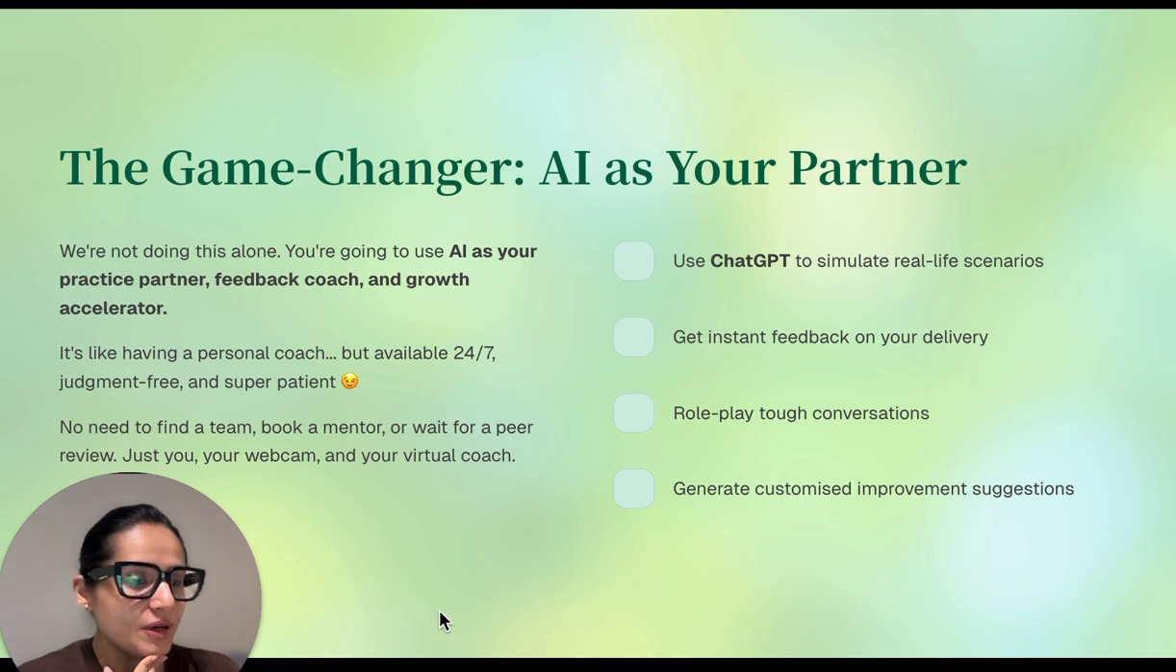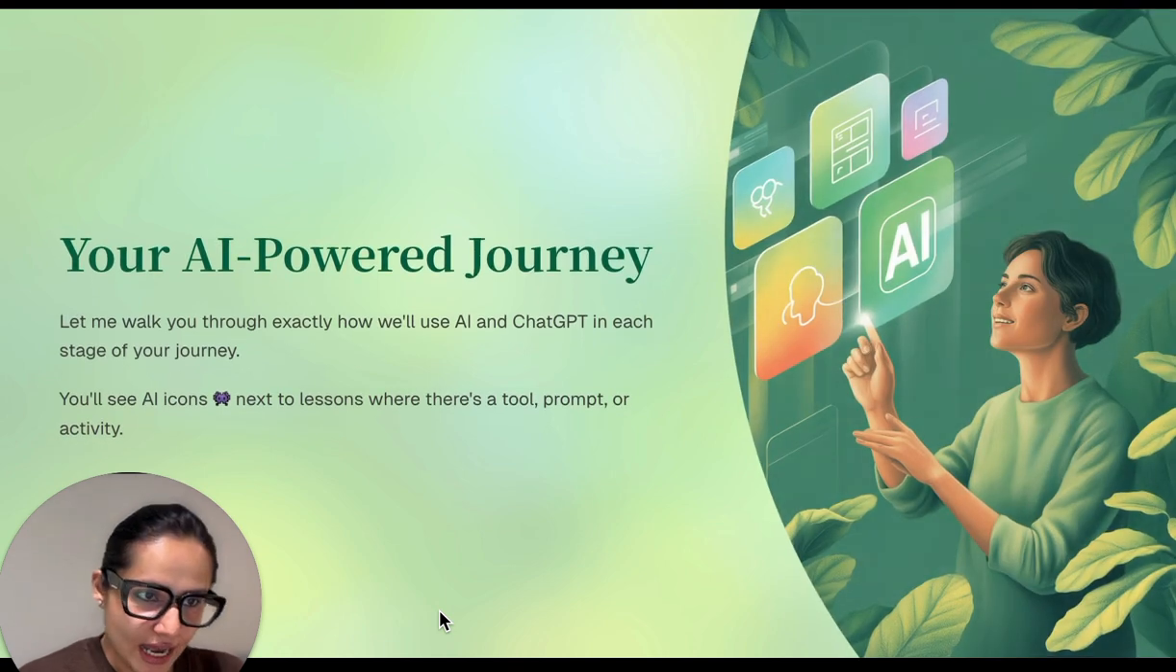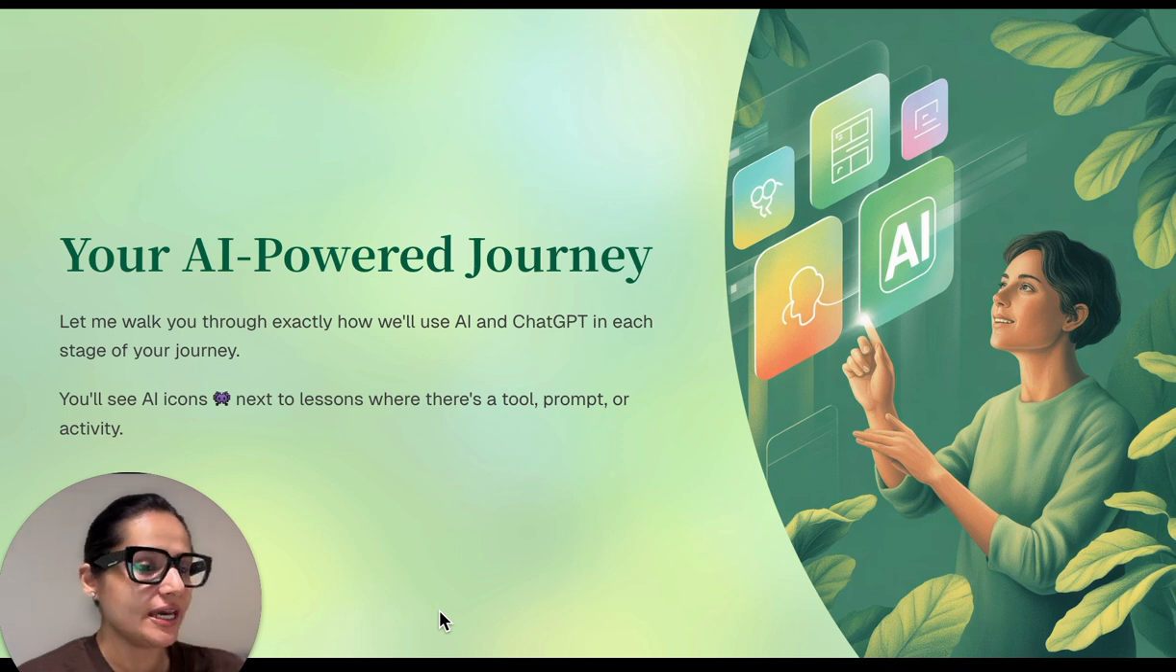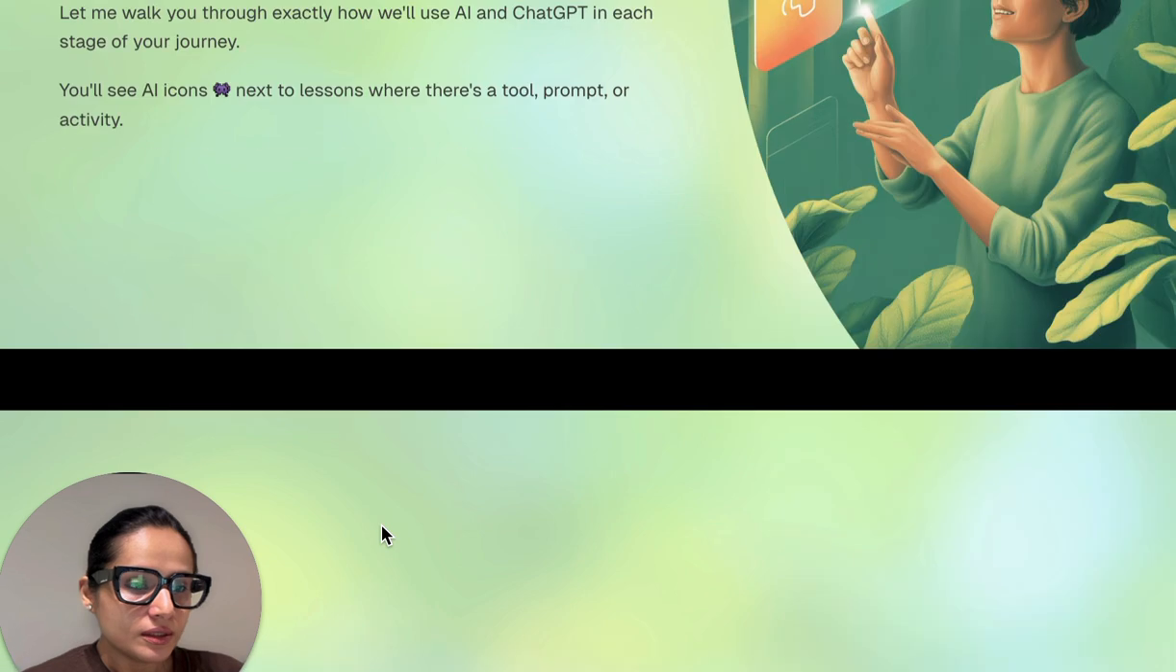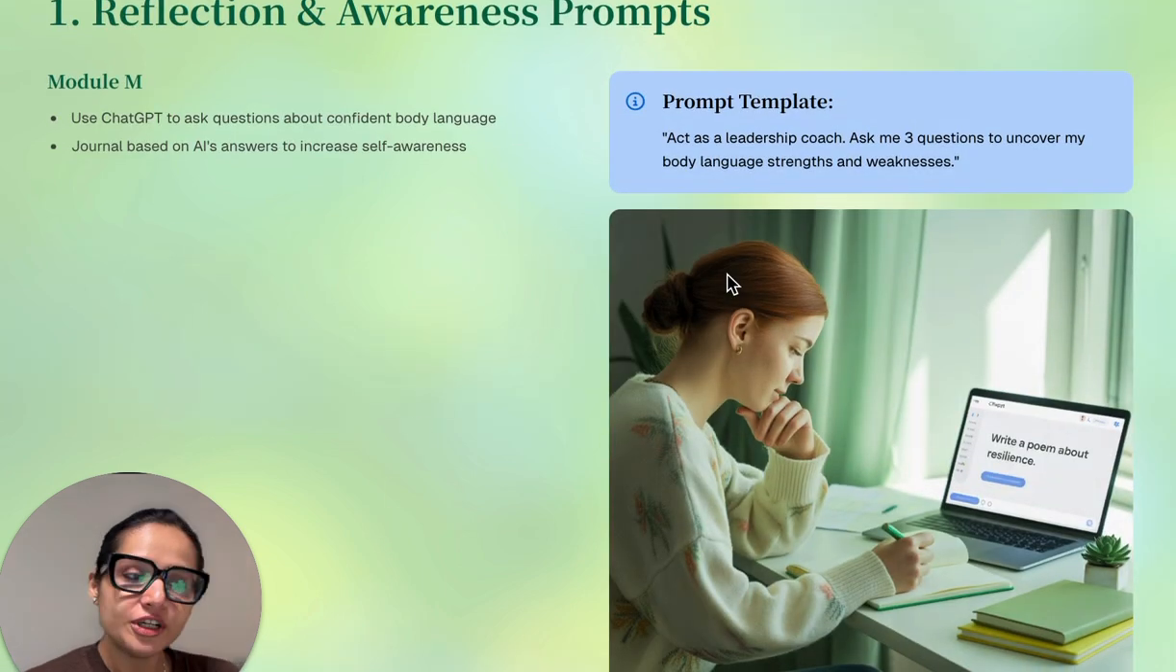Now let me walk you through exactly how we will use AI and ChatGPT in each stage of your journey. You will see AI icons next to lessons where there's a tool, prompt, or activity, and here's what they mean. Now, we've already spoken about the MADE EASY framework. We've spoken about each pillar of that framework. So now we're going to talk about module M.